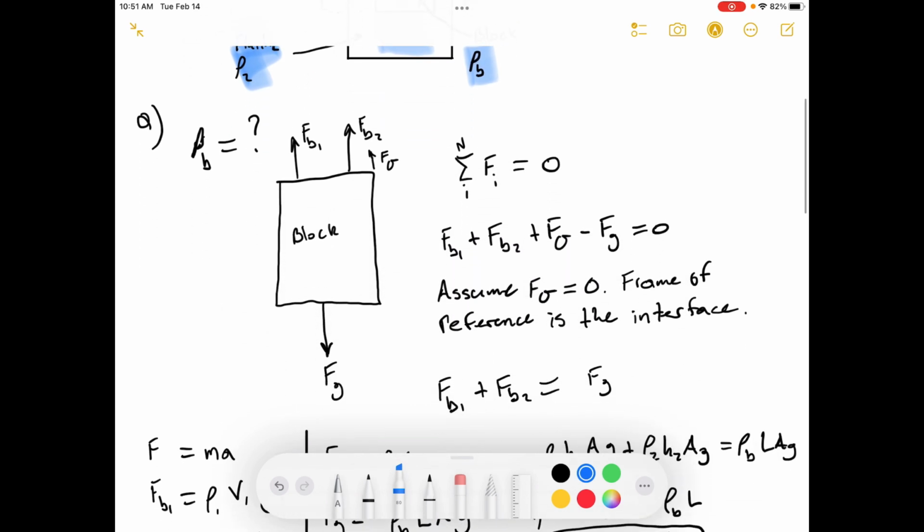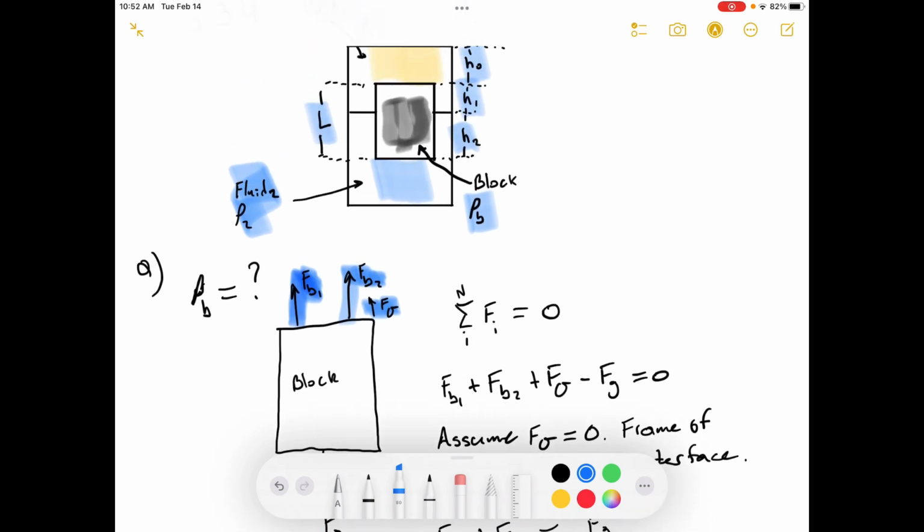Okay, so we'll start off with our force balance here. We've got 3 different forces acting on the block, and I'm doing this in terms of densities and buoyancies. So we've got a buoyancy force pushing up on the block due to fluid number 1. We have a buoyancy force pushing up on the block due to fluid number 2. And then we have a surface tension force. Because the block is sitting at the interface here, there's a certain amount of surface tension that the block has to break in order to penetrate that surface.